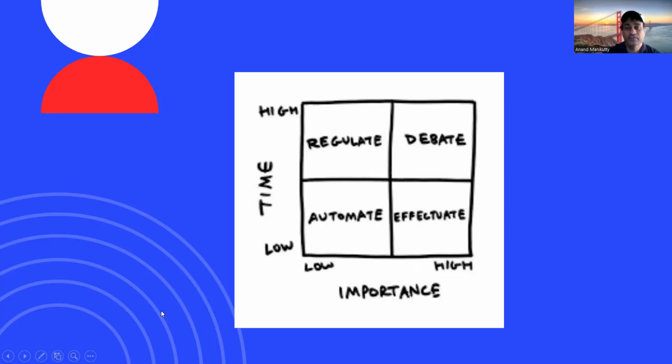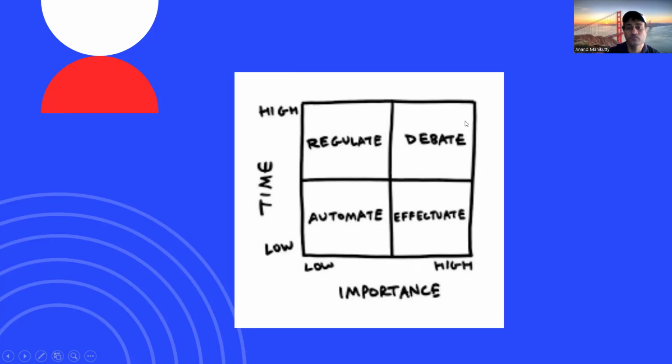So once you have categorized decisions like this, let's say we have this thought experiment. We go over an entire week and we note down each and every decision we take, and we categorize them as being of low importance or of high importance, low time consumption or high time consumption, and we drop them all into this 2 by 2. So some decisions might come here in this quadrant, and some decisions might come here.